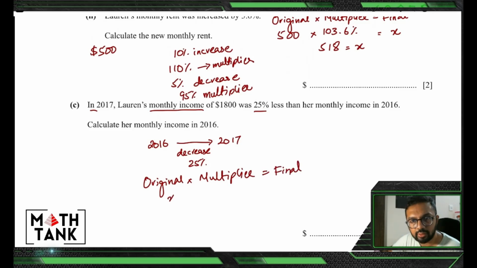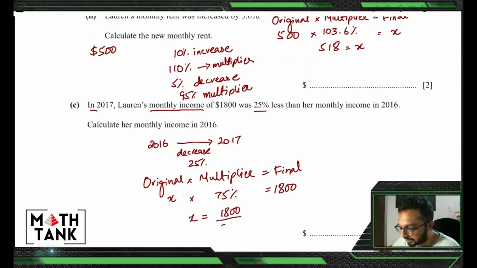So what is my original value? I don't know my original value, that's what I'm looking for. I know my final value, that was in 2017. So the later value is always the final value. And my multiplier is 75%, a 25% decrease. So I can just say that this is 1800 divided by 75%. I can put this entire thing on a calculator as it is. The calculator can handle the percentages, so you should do that. And it gives me 2400.